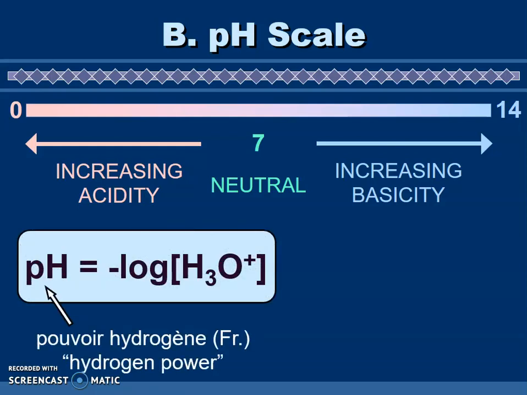And we can use the concentration to determine pH, and we can use the pH to determine concentration. Okay, so pH is French, and it stands for hydrogen power. So you can see the French term there. And so to calculate pH, you do the negative log of the hydronium concentration. So if you have your acid concentration, it's the negative log of that concentration.